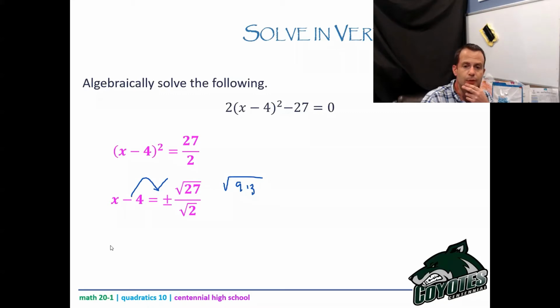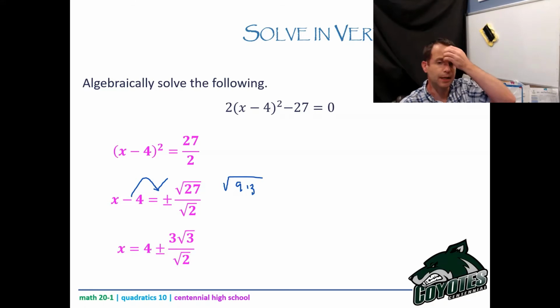And so I'm looking at 4 plus or minus 3 root 3 over 2, which is pretty good. That's a pretty good way of saying it, but it's not the best way of saying it. I now want to what's called rationalize my denominator, okay?